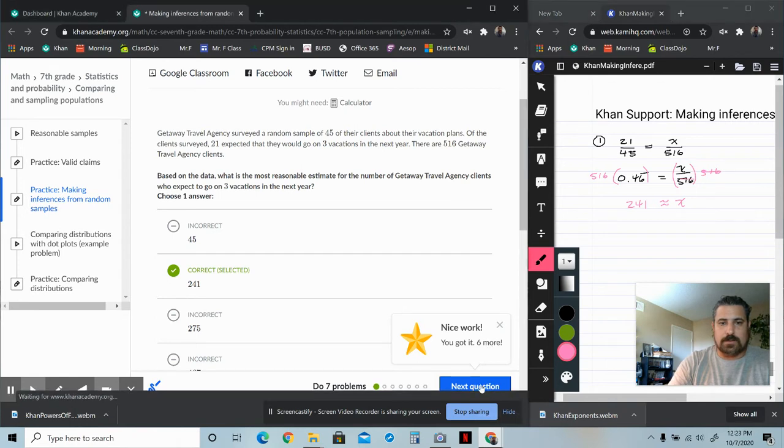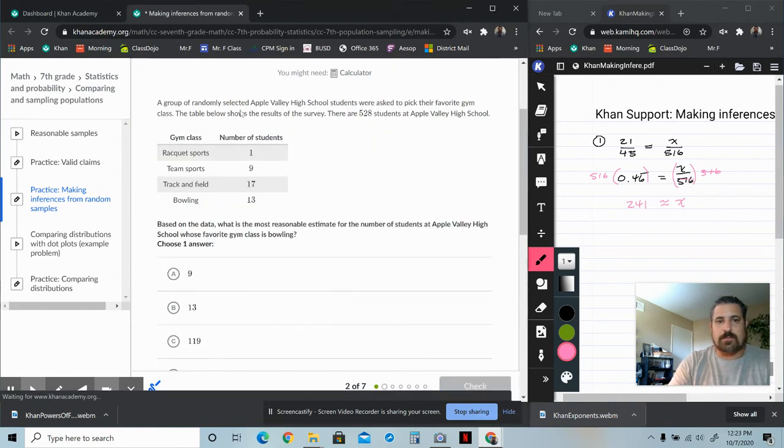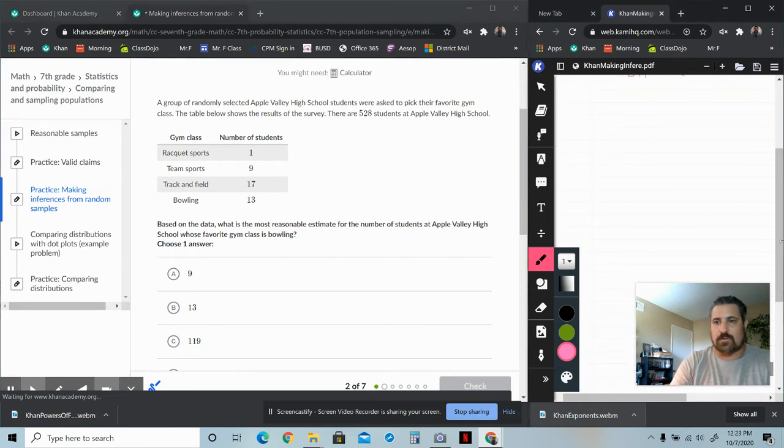All right, so let's do the next one. It says a group of randomly selected Apple Valley High School students were asked to pick their favorite gym class. The table below shows the results of the survey. There are 528 students in the Apple Valley High School. So this is the survey we got there. Let me scroll down so I have a little more room to write, because I think I might want to do a little addition here.